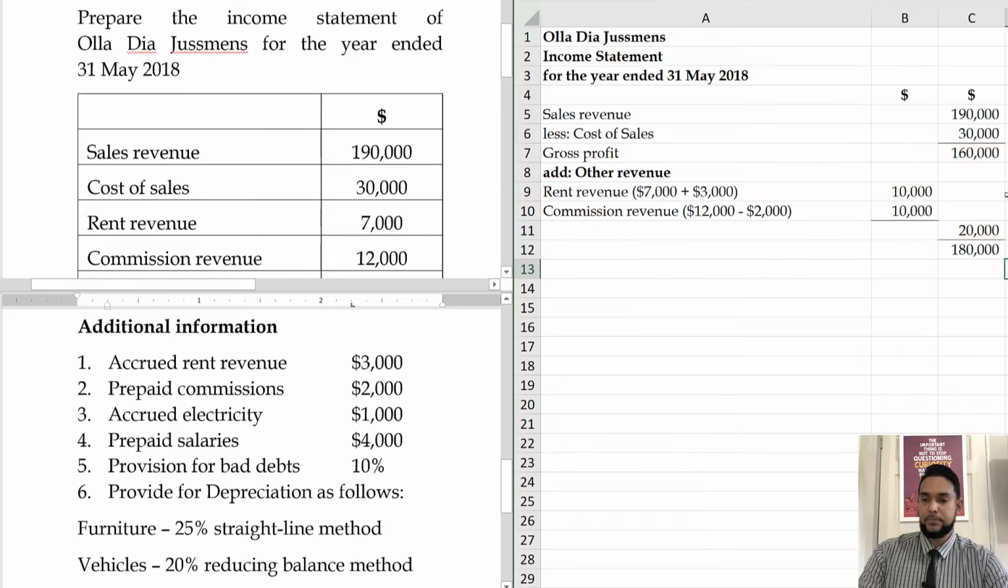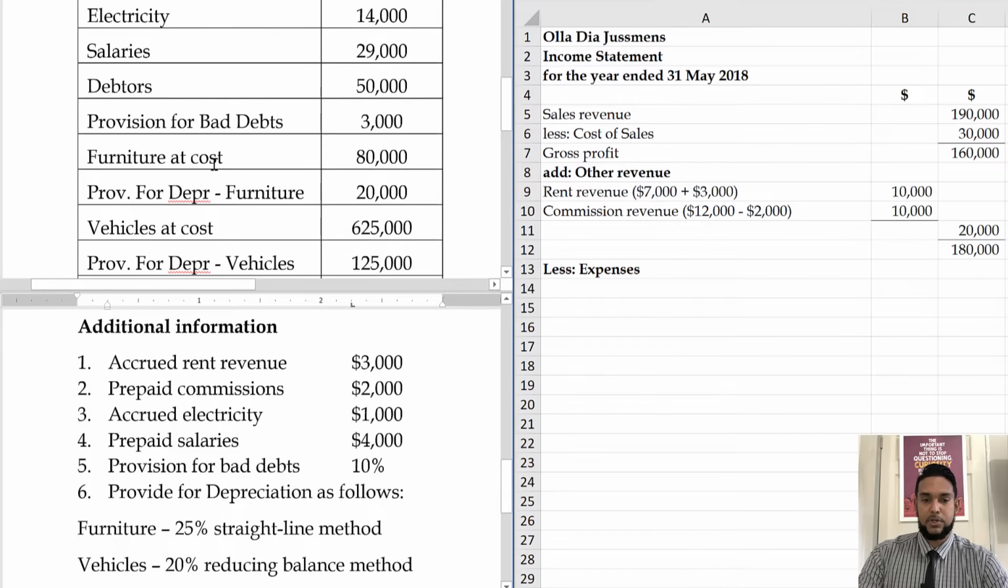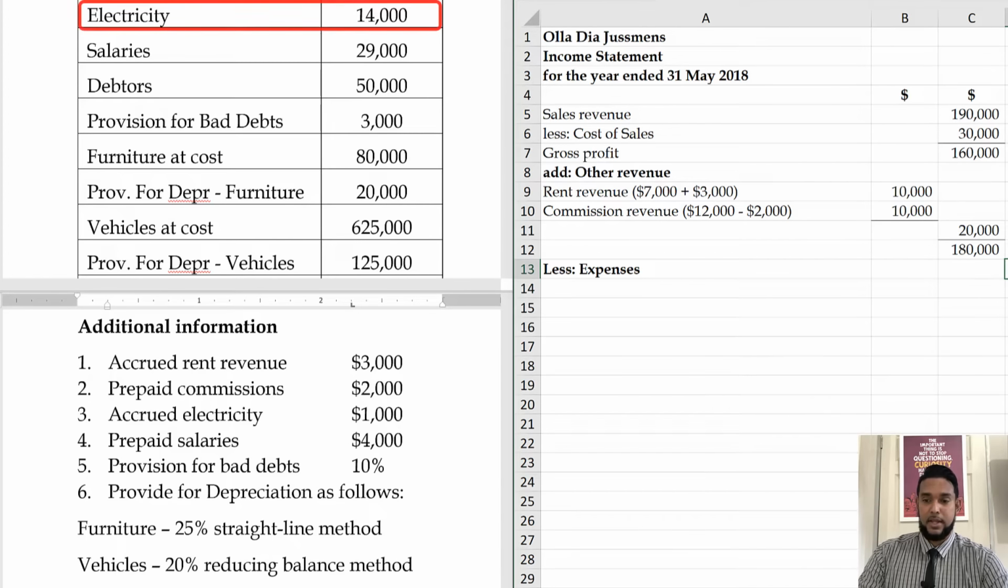Now from there, we have to start subtracting our expenses. So I'm going to scroll down so we can see all of the other information in the question. All right, lovely. The first expense item I'm seeing is electricity. If we look down in the additional information, the third item says accrued electricity. And what do we do with accruals? We have to add them. So 14,000 and 1,000 will give us 15,000.